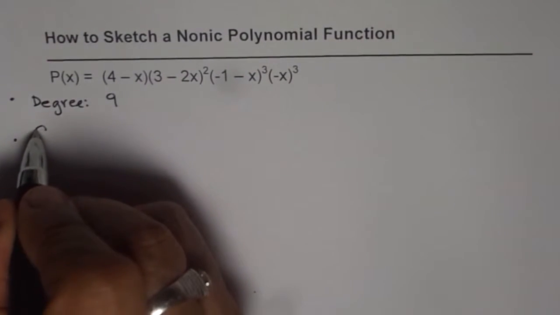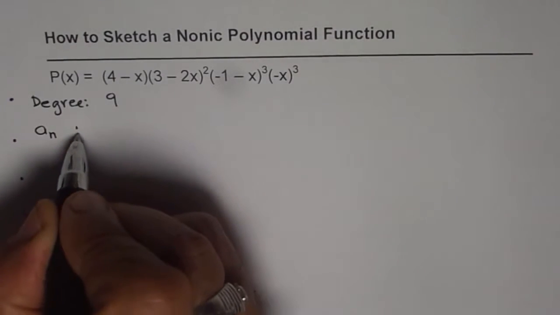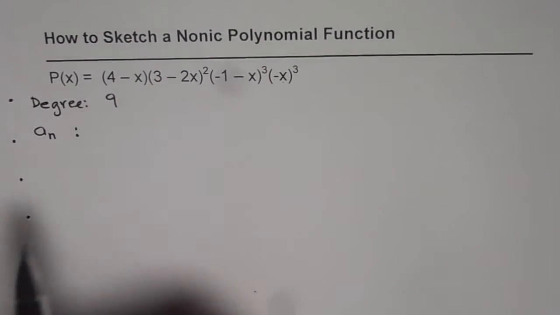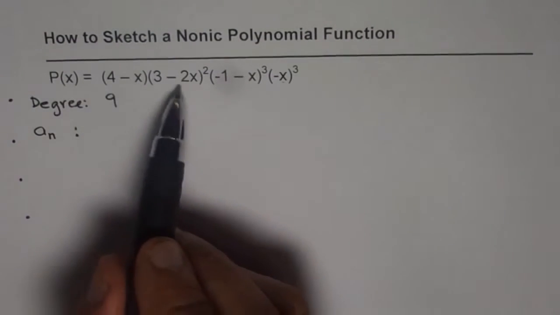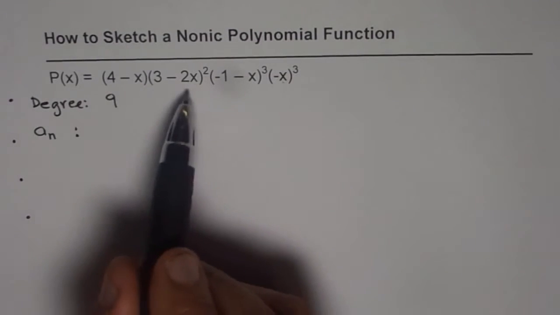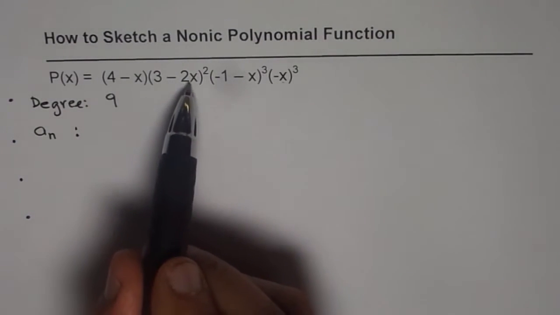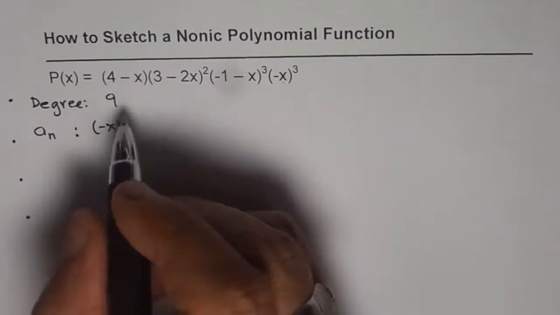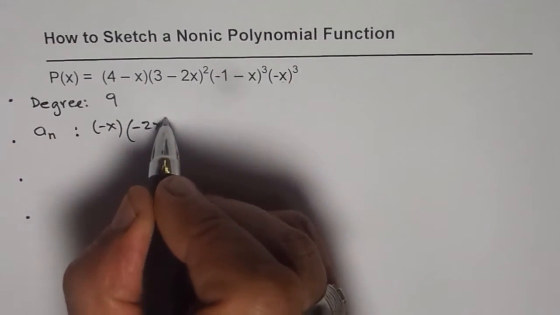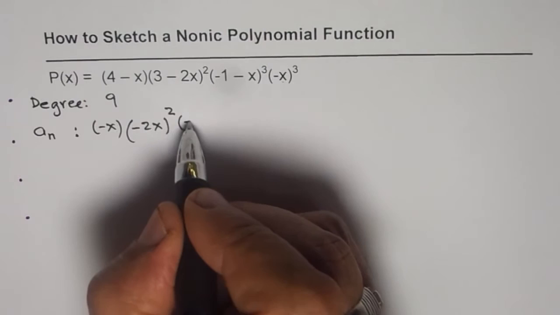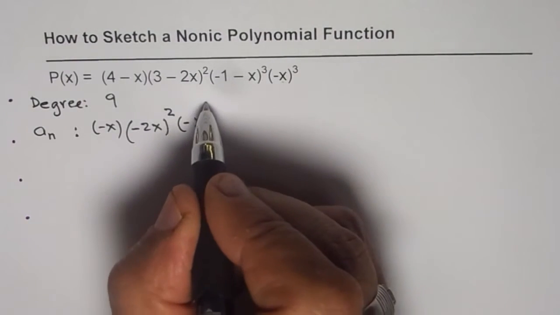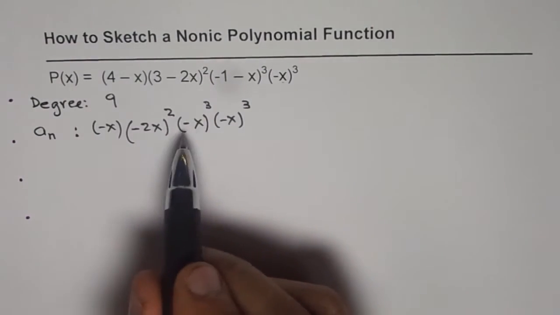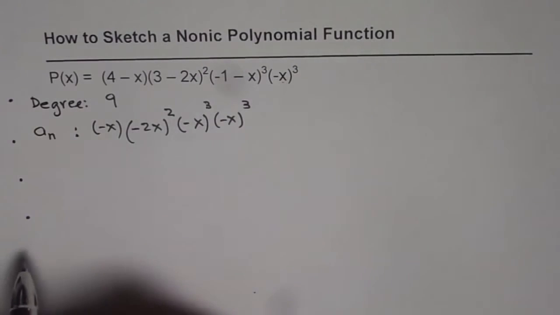Second is leading coefficient. So I'm writing a_n as our leading coefficient. Now, leading coefficient is what you get when all these x's are multiplied. We don't really have to expand it, right? We don't have to factor into anything, but just take care of these x's. So the first one is minus x, a linear factor. The second one is a quadratic factor, minus 2x squared. And then we again have a linear factor minus x, cubic. And then we have another cubic factor. Now, these when multiplied lead to the leading coefficient.